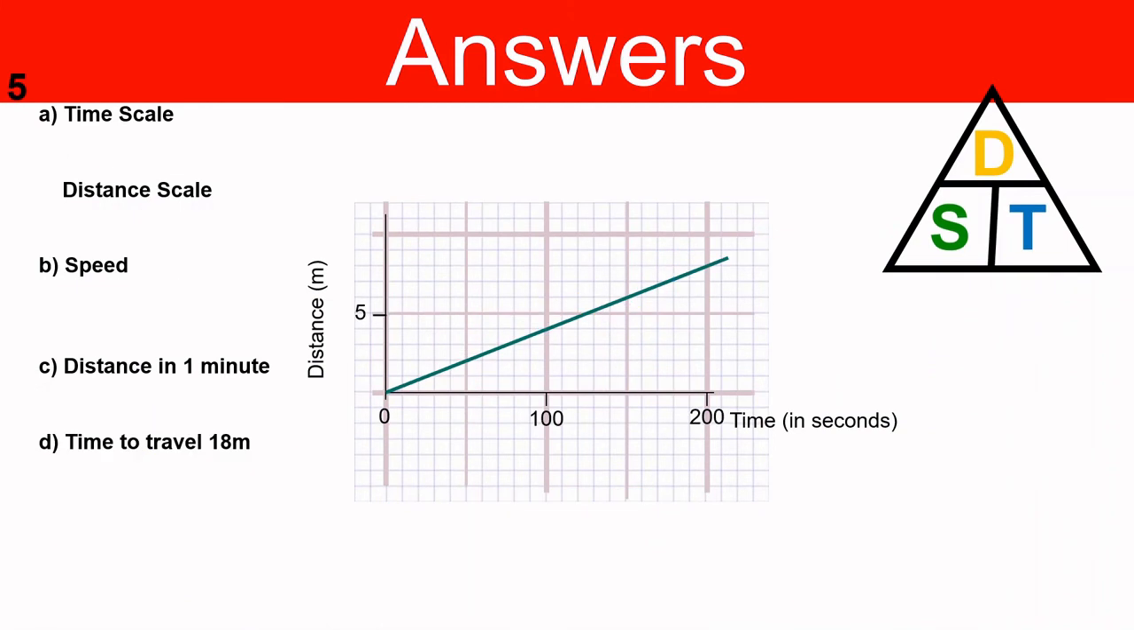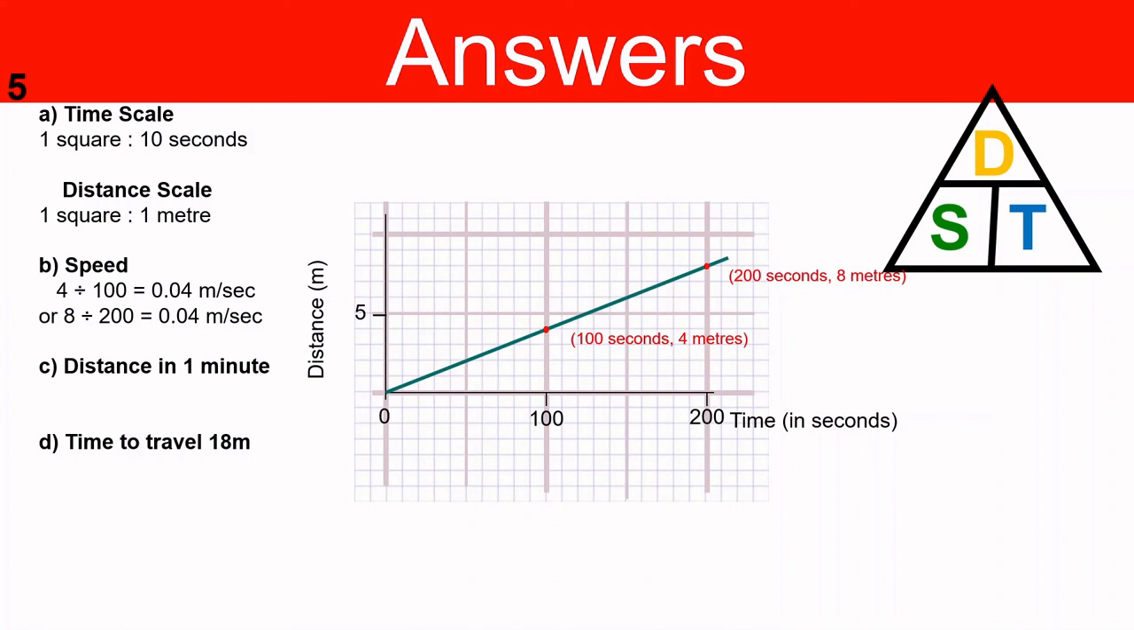For question 5, the time scale shows that 1 square represents 10 seconds, because it takes 10 squares to make 100. The distance scale shows 1 square is worth 1 meter, because it took 5 squares to make 5 meters. The speed I can work out from these 2 points here. Either way, speed is distance divided by time, so either 4 divided by 100 or 8 divided by 200. Both give me a speed of 0.04 meters per second.